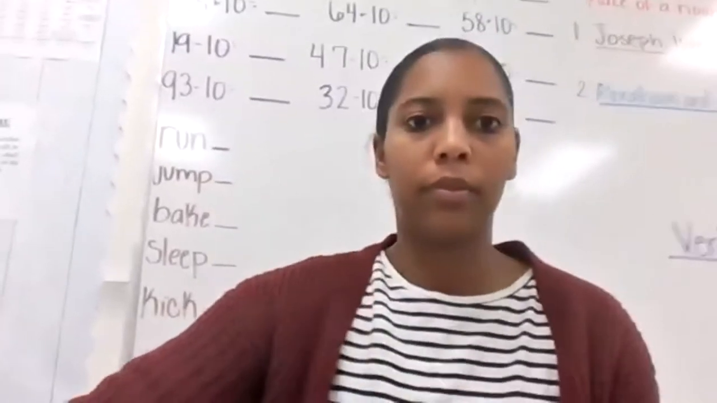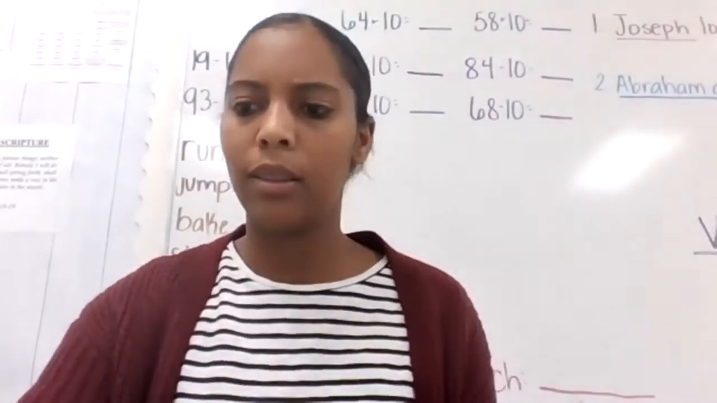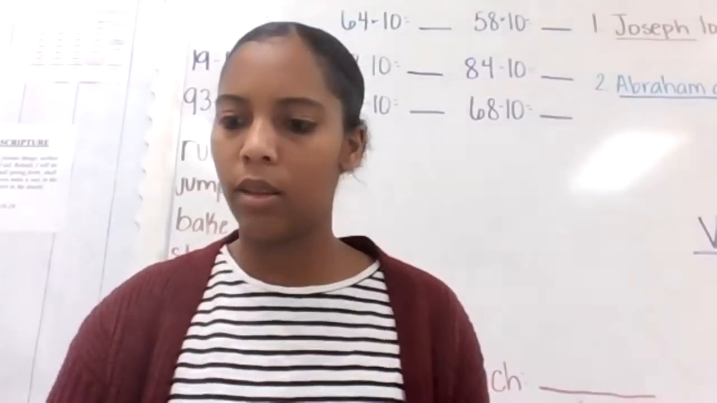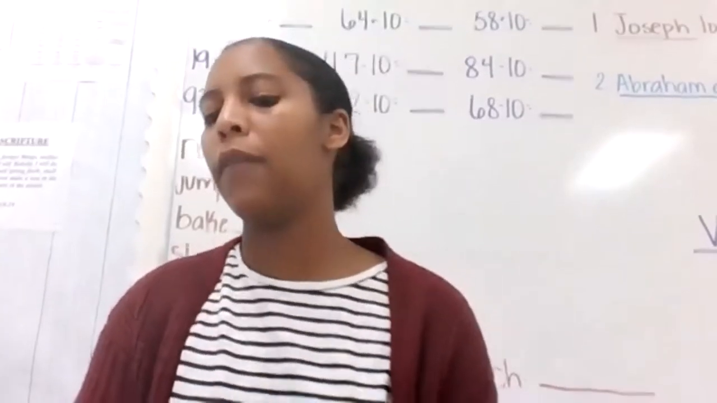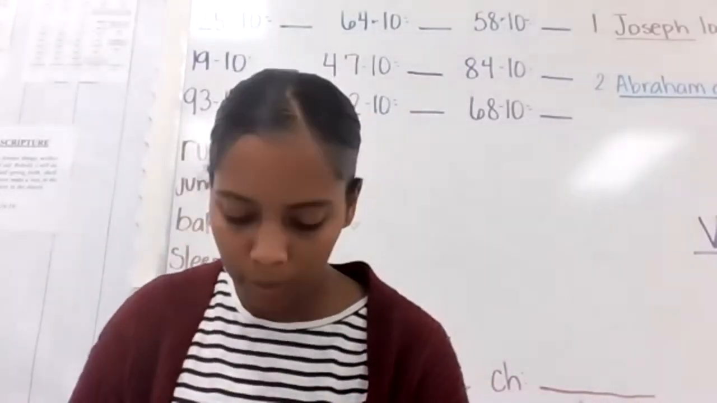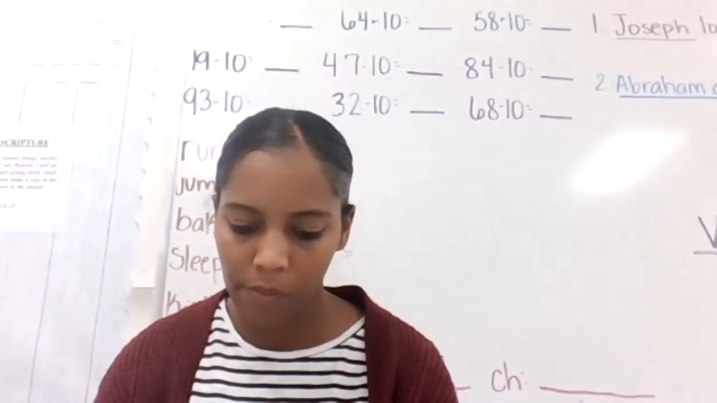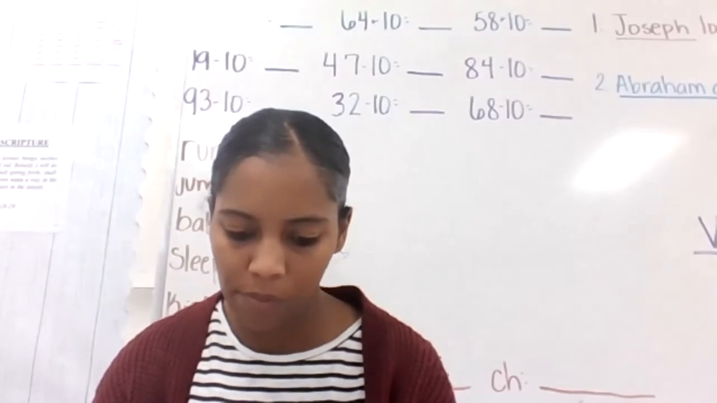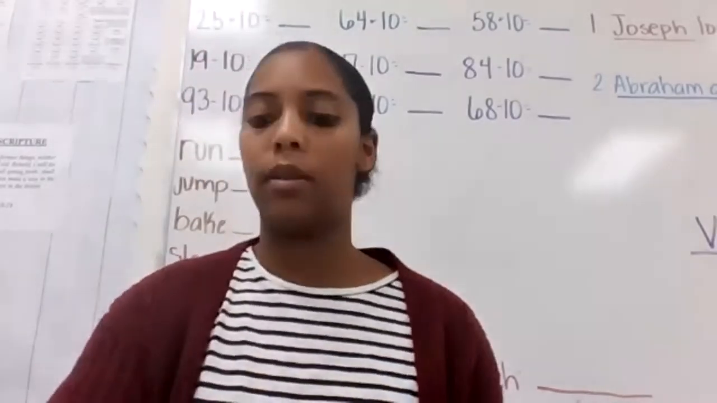Dennis? I have 5 balls, and I gave 4 to my brother. Wait, say it again. I have 5 balls, and I gave 4 to my brother. Okay, you have 5 and gave 4. Good. And so now you have 1. Awesome. Okay, and Joshua? If I had 3 toys and I gave 3 to my brother, I would have 0. Okay, awesome, good.